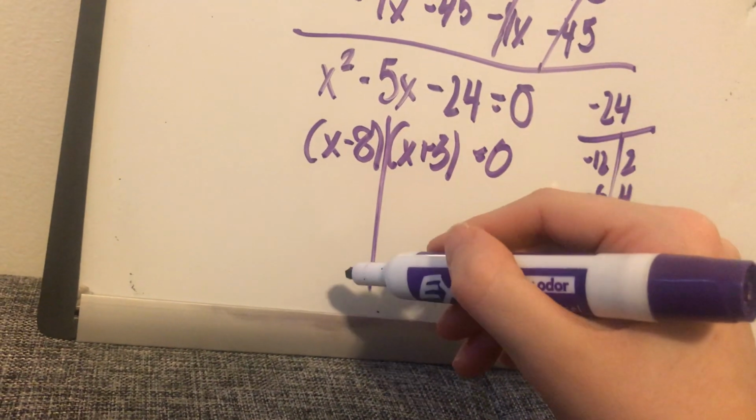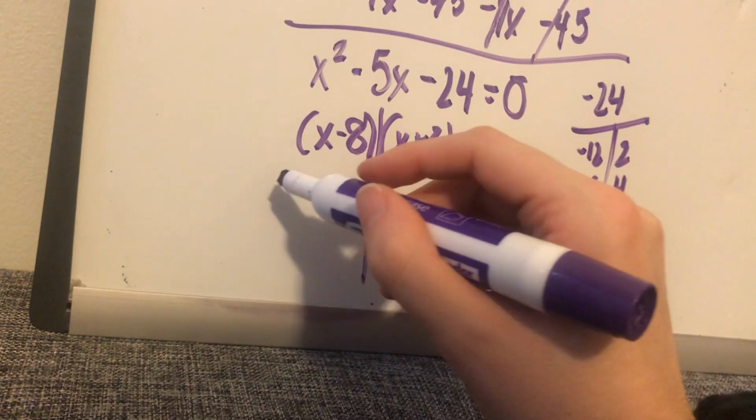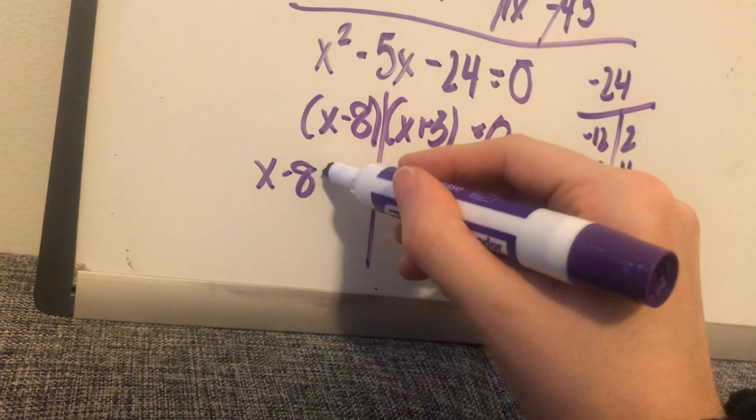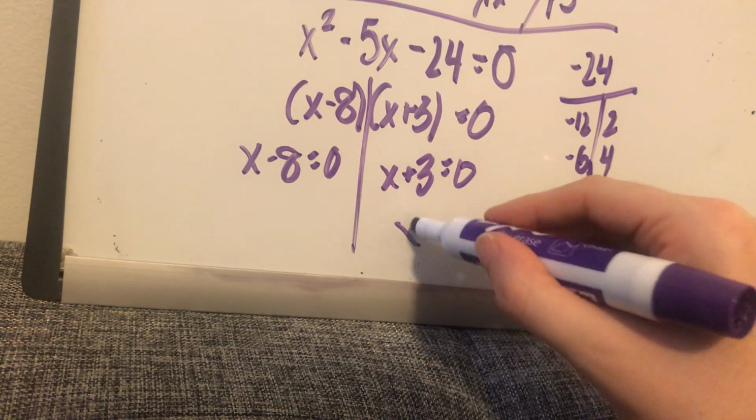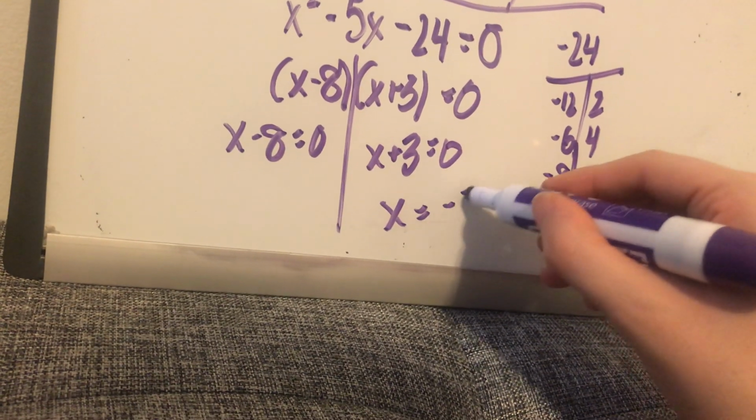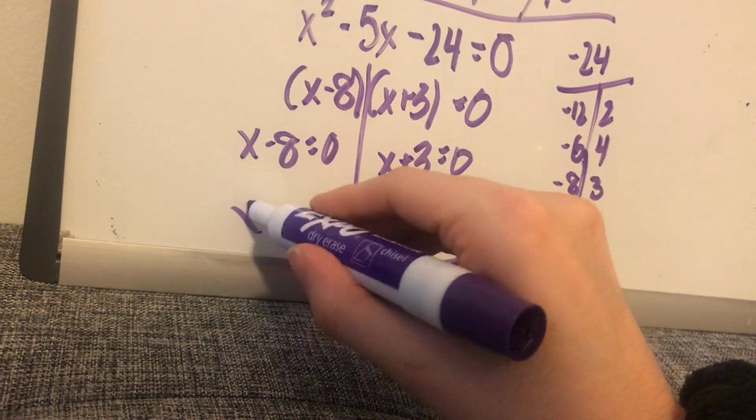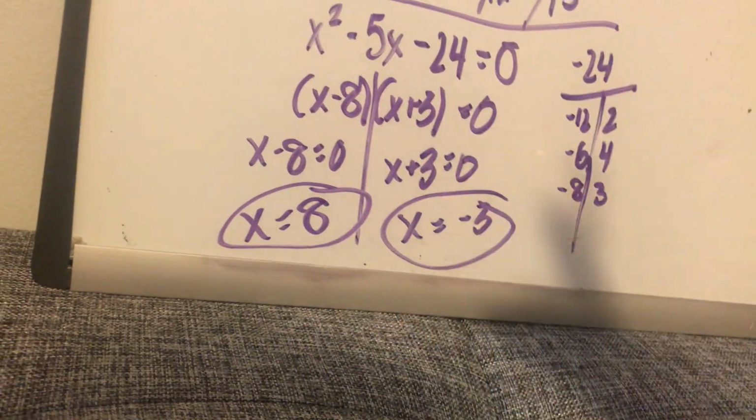And your last step here should be splitting those and setting them equal to 0. X minus 8 equals 0, x plus 3 equals 0. And x will be equal to negative 3. X will be equal to 8.